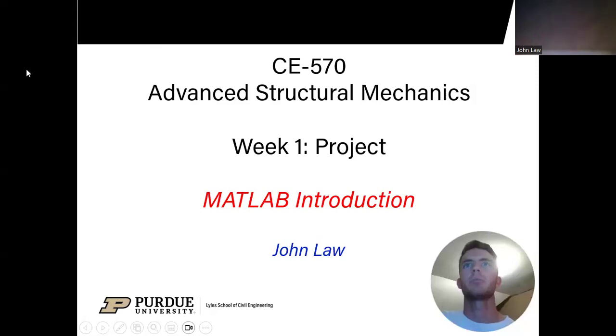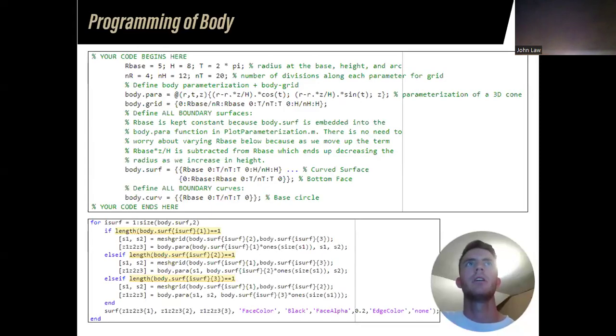All, and this is my week one project presentation for CE570 Advanced Structural Mechanics. This is the MATLAB introduction. First, we start with the programming of the body. I ended up citing a code.